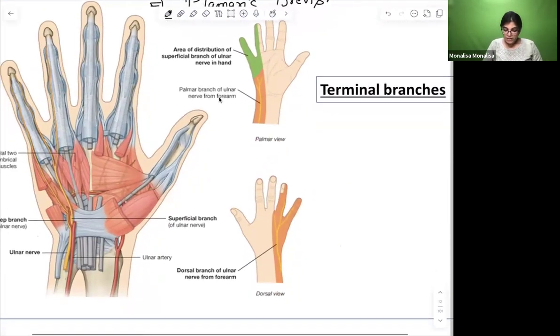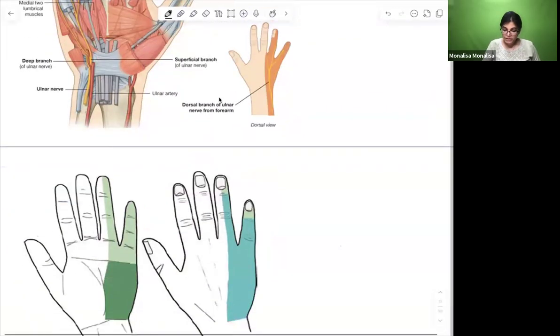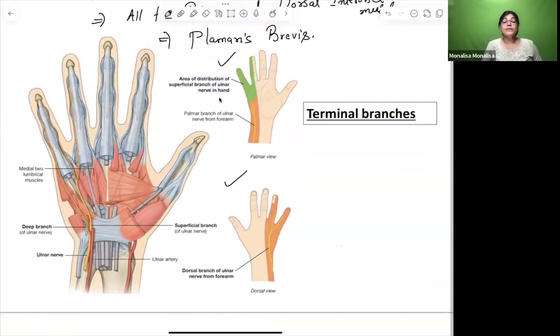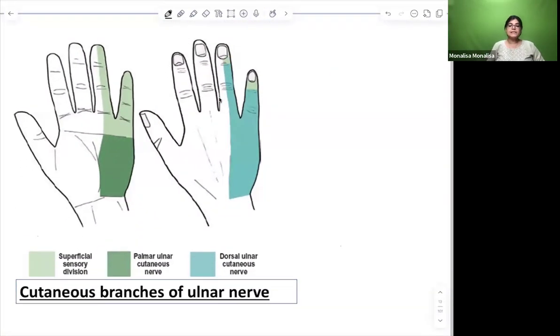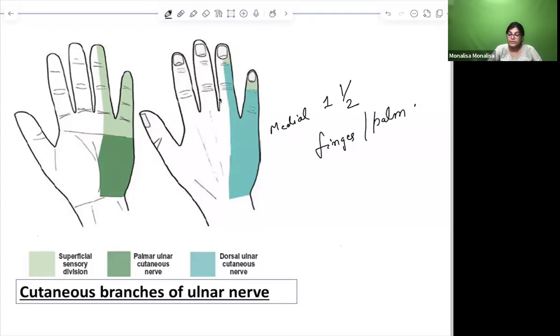Now, if I talk about cutaneous distribution, the ulnar nerve gives cutaneous distribution to the medial 1.5 fingers. You can see this image showing the cutaneous distribution of the ulnar nerve. These notes will be given to you, so don't worry, just understand. If the soft copy is with you, try to write the notes. This medial 1.5 fingers and palm area is receiving cutaneous innervation by which nerve? The ulnar nerve.